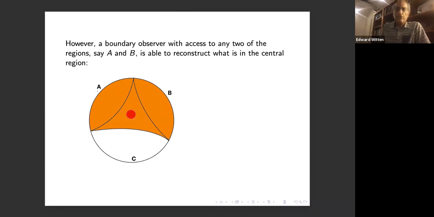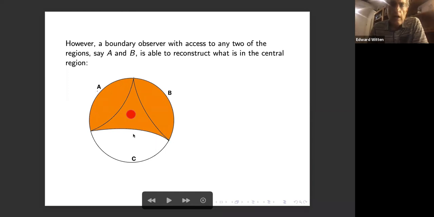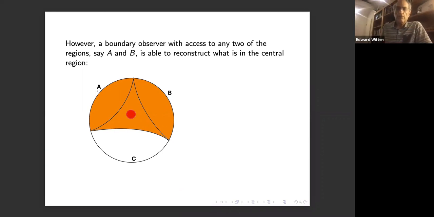But if you have access to 2 of the regions, say A and B, you can reconstruct what's in the central region. Because if you take A union B, that's the region that goes all the way around here in the boundary. The geodesic that bounds it is this one. And the region that's between that geodesic and the union of A and B is the region I've now drawn in orange, and it includes the red region. So a boundary observer with access to two of the regions can learn what's in the red region, and a boundary observer with access to only one of them cannot.